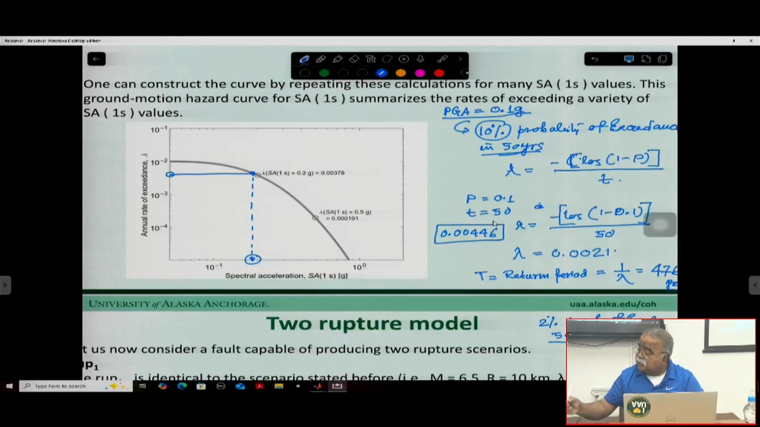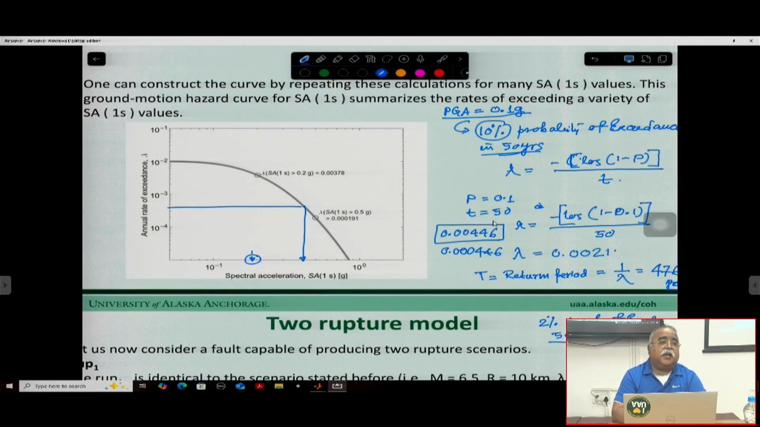0.000446, right? Okay, so 0.00446, right? So that means this will be here, not here. Let me see. Okay, so this is 2, 3, 4. So this will be the point, this number. So we can say this is your spectral acceleration at this point, right?